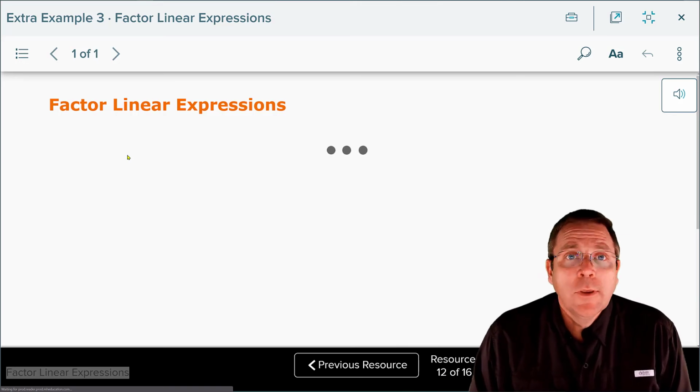And you would think with all this talking the computer would have given us the problem. Let me pause it.